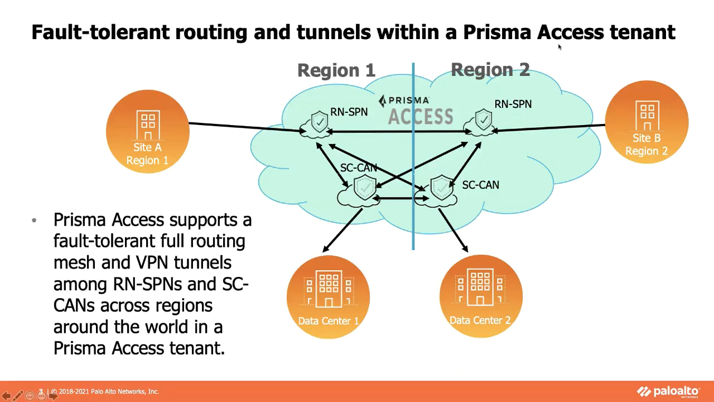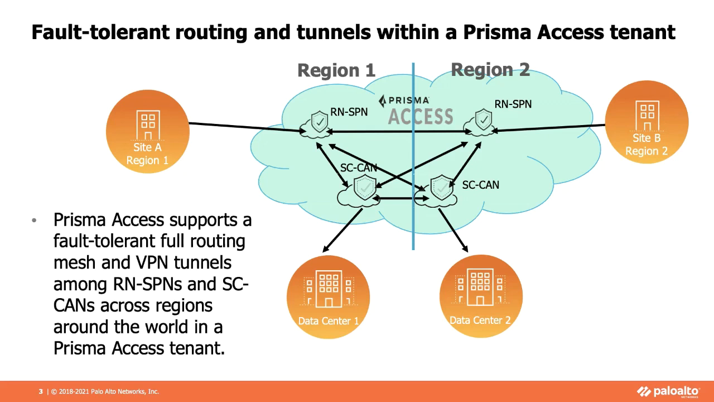So Prisma Access is going to provide you with fault-tolerant routing and VPN tunnels within the Prisma Access tenant. So all of the different nodes and all the different pieces and things like that you onboard and put into Prisma Access, we form a full mesh with all the different remote network security processing nodes and service connections. And as we add MUSPNs for mobile user SPNs and things like that, we add this too.